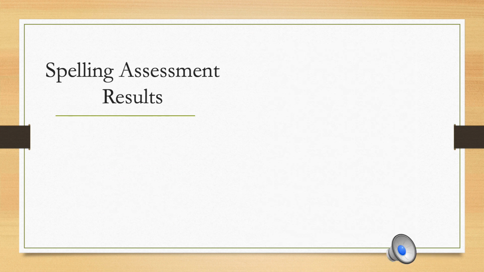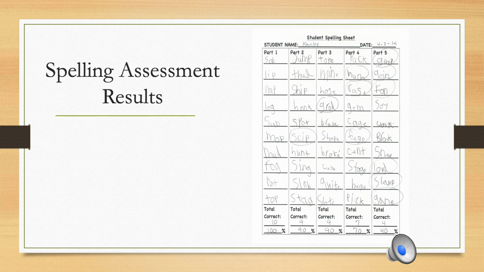Kaylee had the most difficulty with spelling words that contain vowel teams. At the bottom of each list, you can see the number of words spelled correctly as well as the percentage of words spelled correctly.